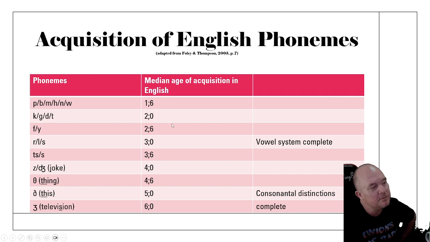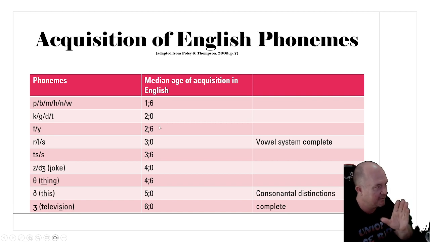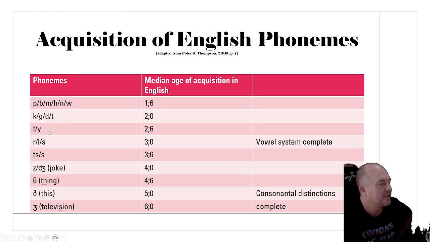And then around 2 years, 6 months, and it's not a hard deadline, but this is the median age, is the F and then the Y sound. So F, and then ya. And then around 3 years old, they'll start acquiring or differentiating between R and L, because in English there is a different phoneme for R and a different phoneme for L, and then the S. So R, ra, la, S.